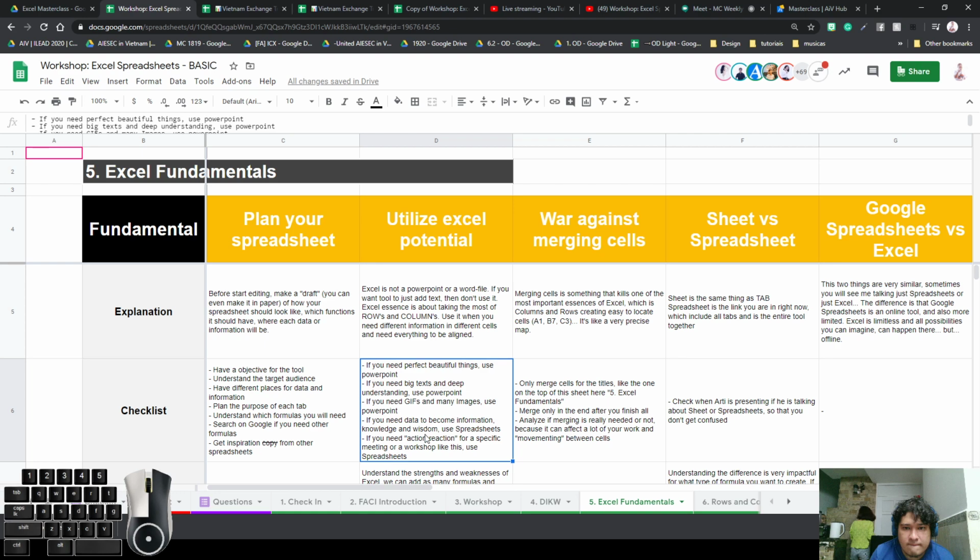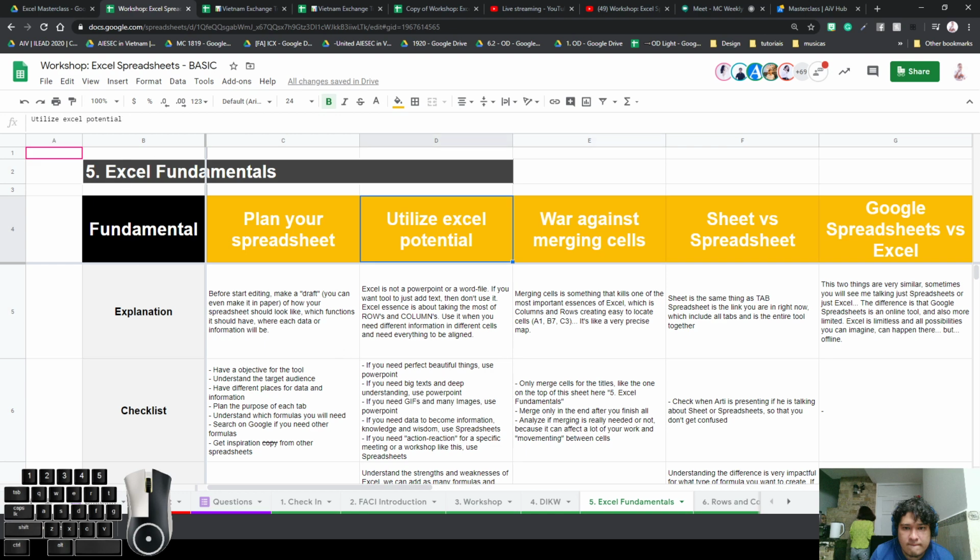But yeah, if you need data to become information, knowledge, and wisdom, use spreadsheets. If you need some kind of action-reaction, like, for example, I put something here, something happens there, also, of course, you use spreadsheets, whatever kind of data tables that you need. Of course, Excel is much better. But let's be honest, some things are just better in PowerPoint. So you can have this reflection.